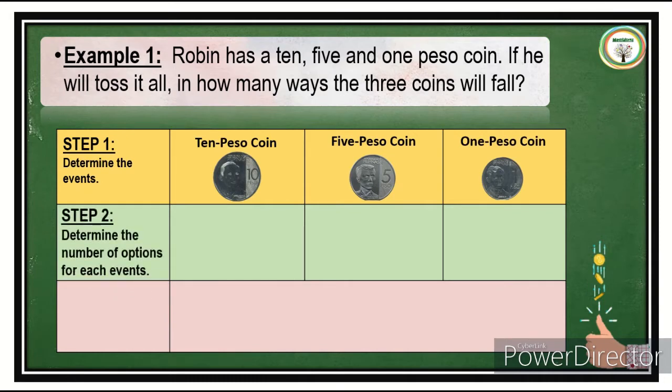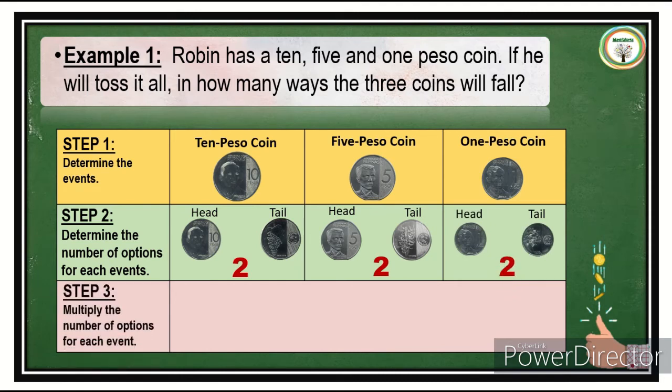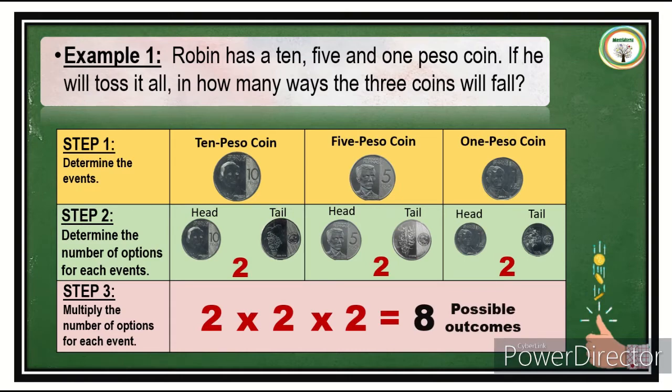For the second step, determine the number of options for each event. For the 10 peso coin, the options are head and tail. So we have 2. For the 5 peso coin, we have also head and tail. So this is also 2 options. And for the 1 peso coin, head and tail, 2 also. For step 3, multiply the number of options for each event. So 2 for the 10 peso coin times 2 for the 5 peso coin times 2 for the 1 peso coin equals 8 possible outcomes.